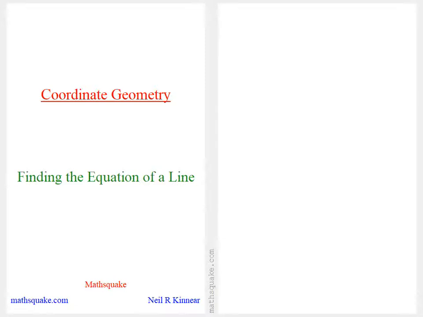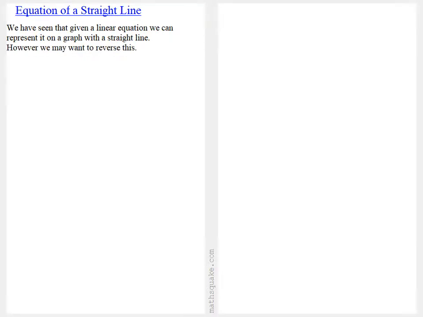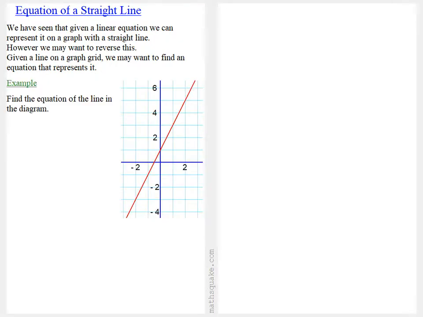Coordinate geometry, finding the equation of a line. Equation of a straight line. We have seen that given a linear equation, we can represent it on a graph with a straight line. However, we may want to reverse this. In other words, given a line on a graph grid, we may want to find the equation that represents it. For example, find the equation of the line in the diagram.